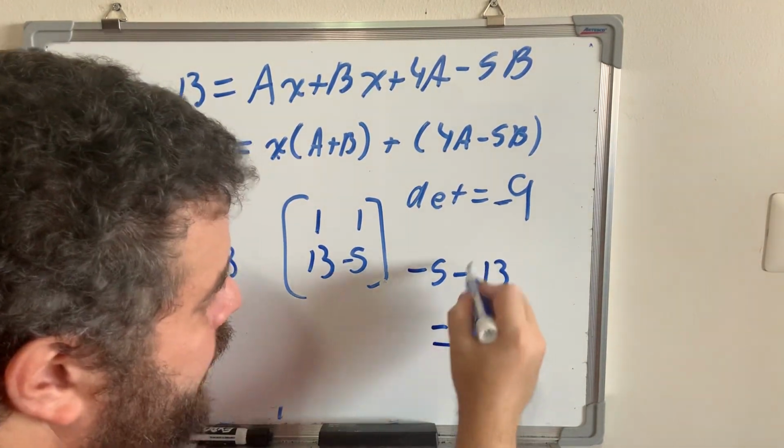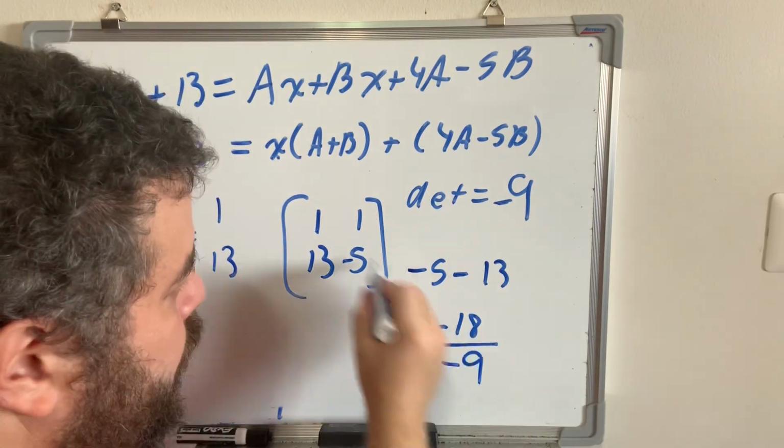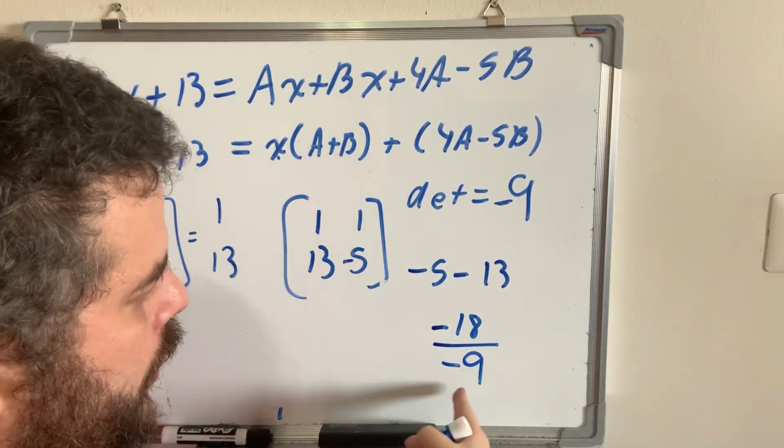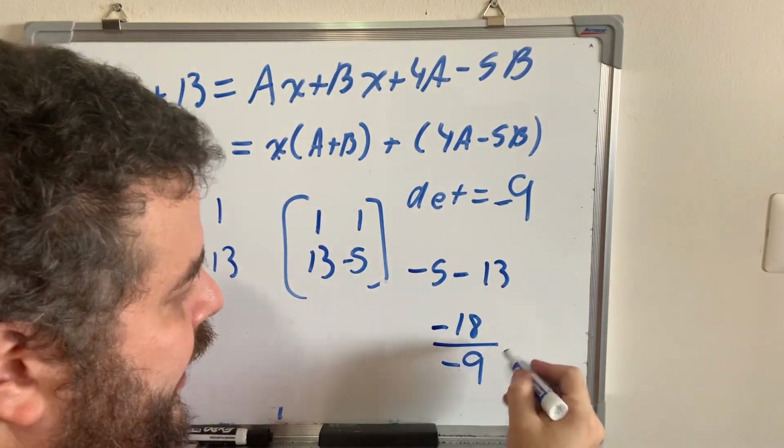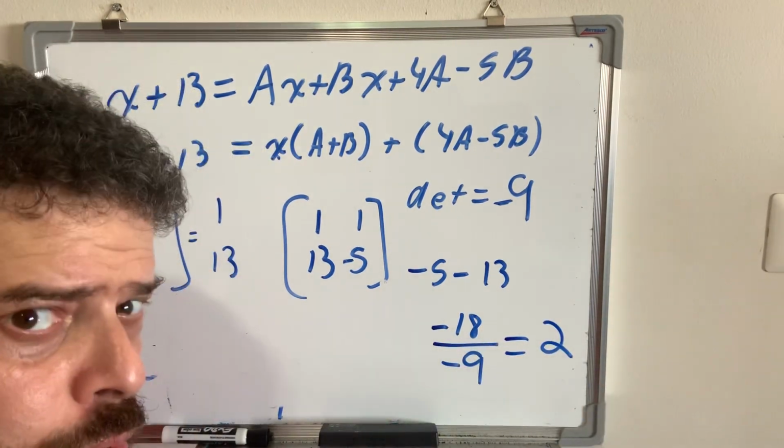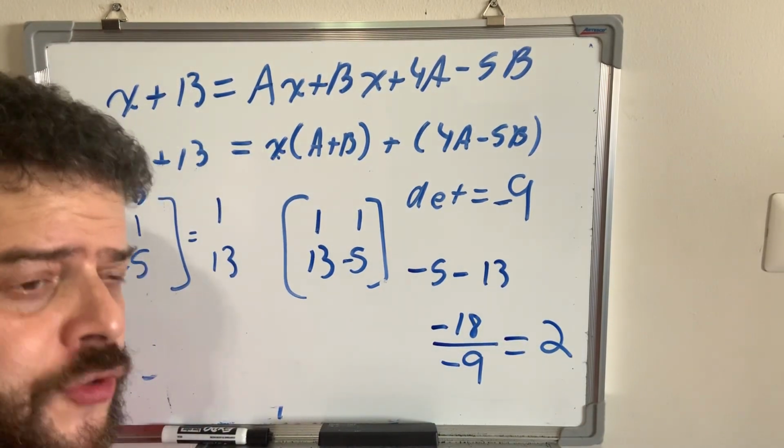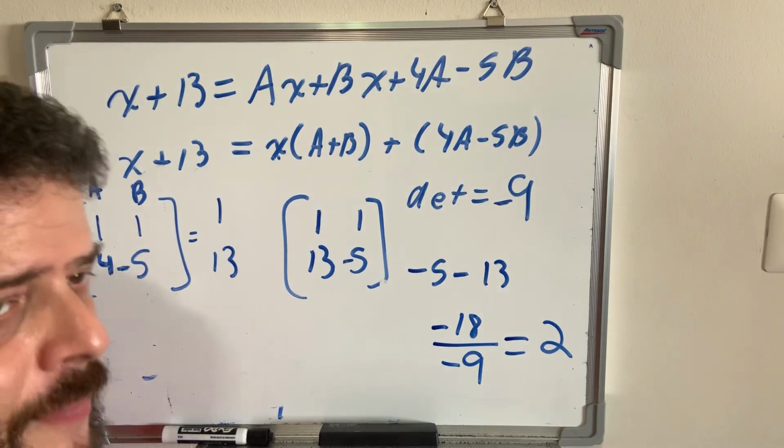So when I divide my new determinant, substituting the column, by the original determinant, I get that my A value is 2, the same thing we got with Gauss-Jordan elimination.